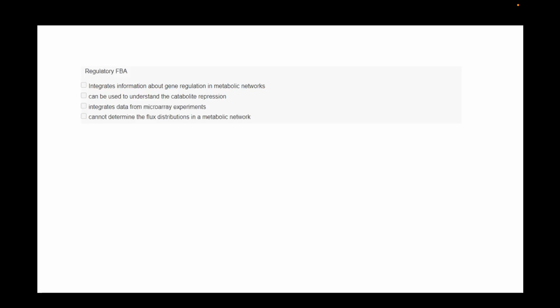So the question is about regulatory FBA. It integrates information from gene regulation in metabolic networks. It can also be used to understand catabolite repression. Surely, it integrates data from microarray experiments. It cannot determine flux distributions in metabolic networks. That is wrong, because FBA can do that, and rFBA is FBA only, with a regulatory component added to it. So it can. So that is not true. Right. Moving on.